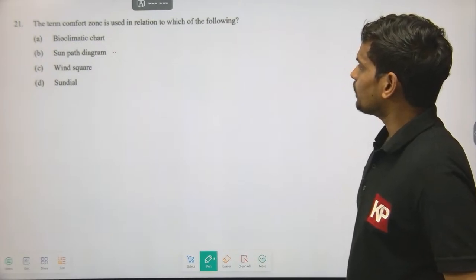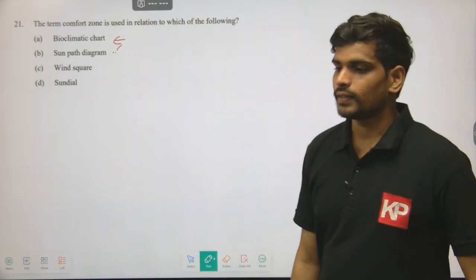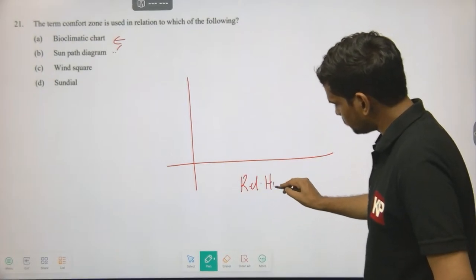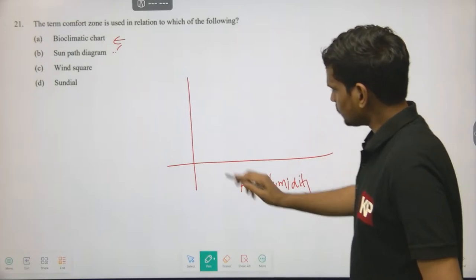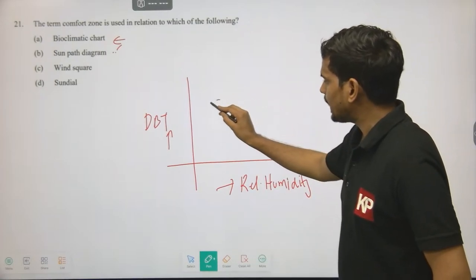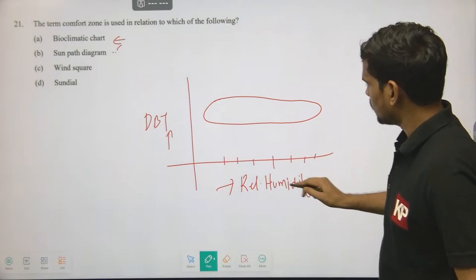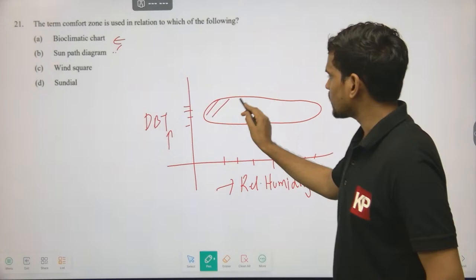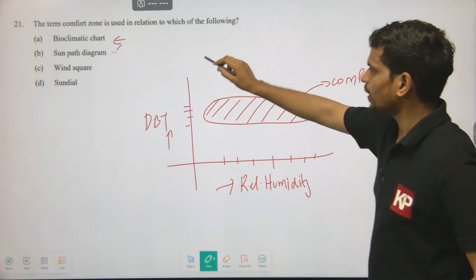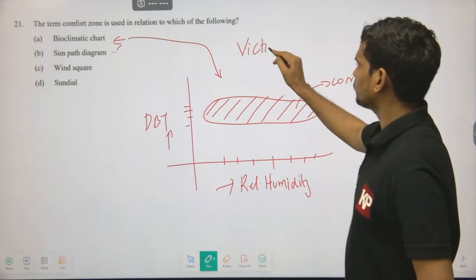So what is comfort zone determined in? If you know the concept of bioclimatic chart, that represents a comfort zone. So bioclimatic chart is basically a graph which is plotted between relative humidity on the x-axis and dry bulb temperature on the y-axis. This plot gives you an area which is called the comfort zone. So this is basically an intersection. The relative humidity values overlapped with which range of dry bulb temperature is determined as comfort zone, that is plotted on this graph. This is called the bioclimatic chart. This chart was developed by a Hungarian architect by name Viktor Olgyay.